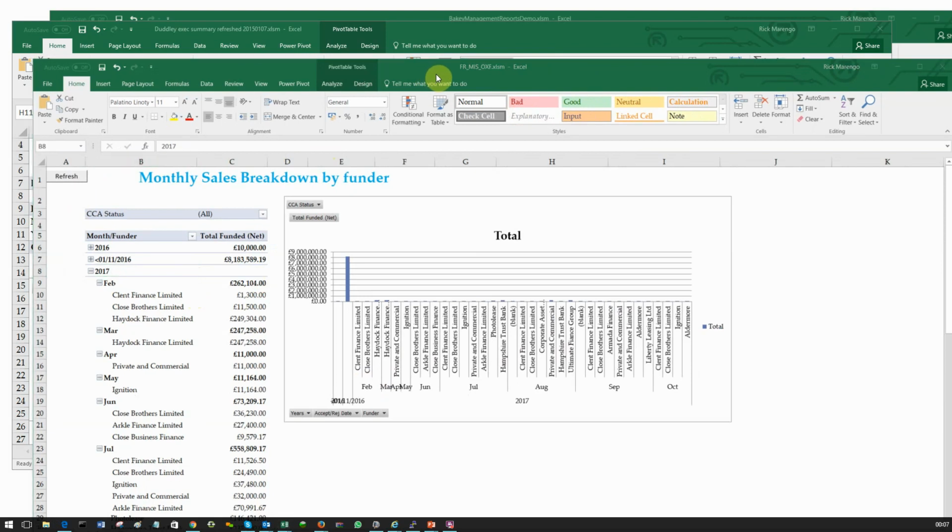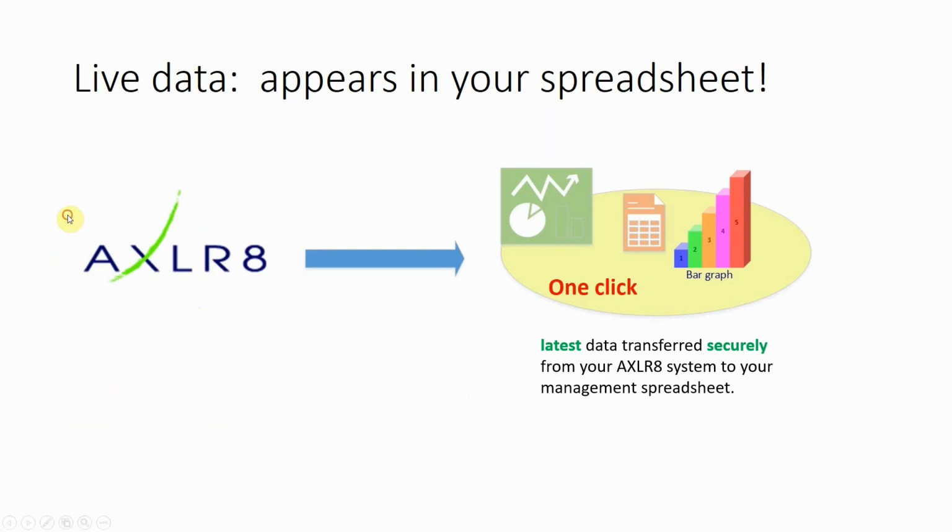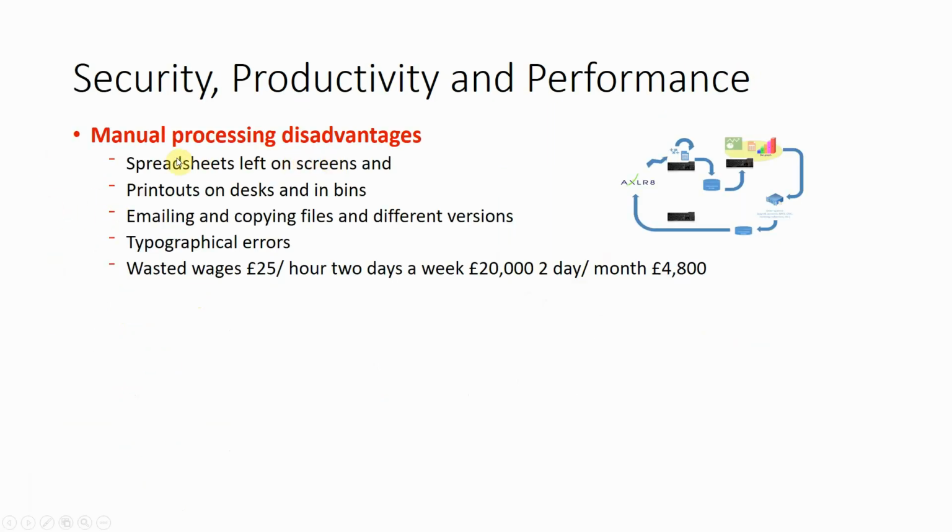So going back to the PowerPoint slideshow, to summarize, manual processing, spreadsheets left on screens, printouts on desks and in bins, is a major security issue, not least the competitive issue with people going off, and if you give people access to export data from an AXLR8 system, there's all sorts of implications of that which I will leave to your imagination. Obviously people emailing and copying those files around the place is quite an issue as well.